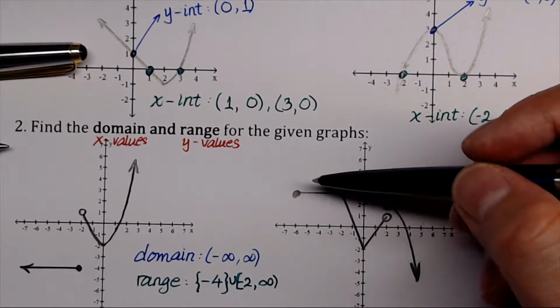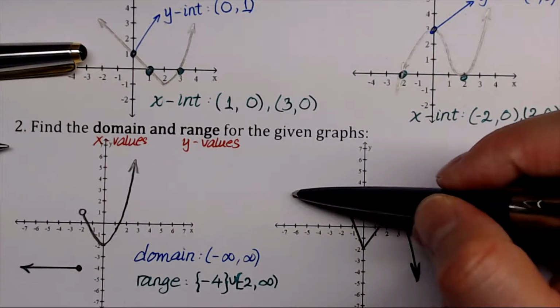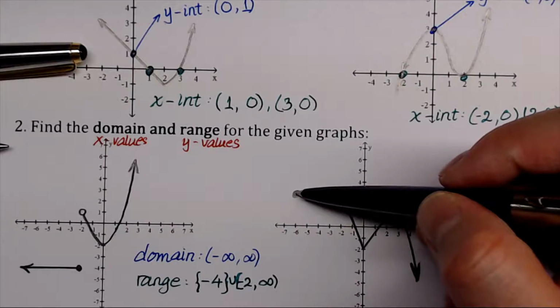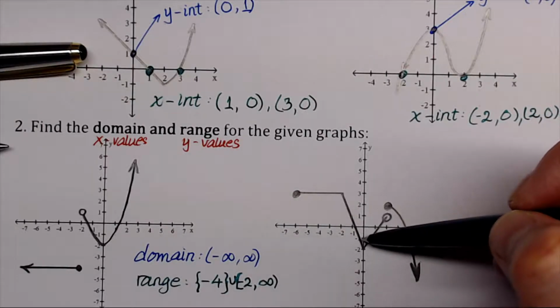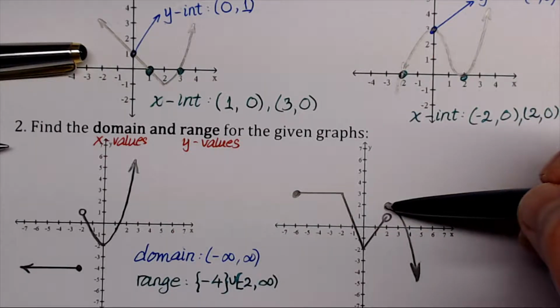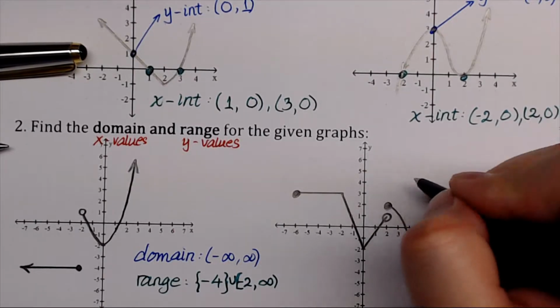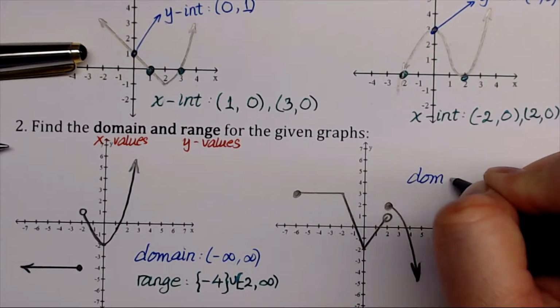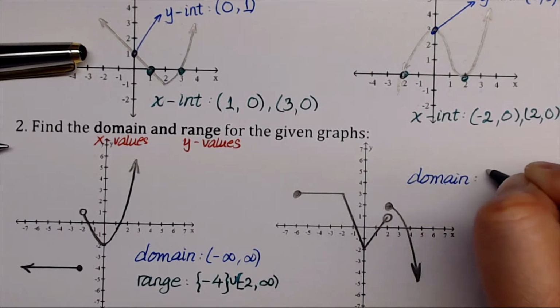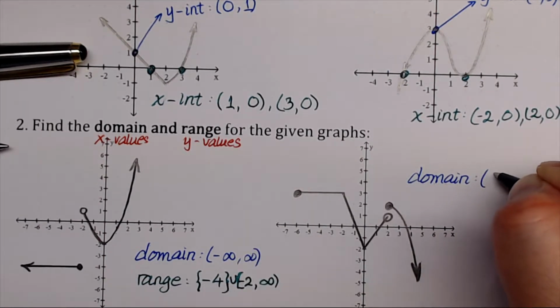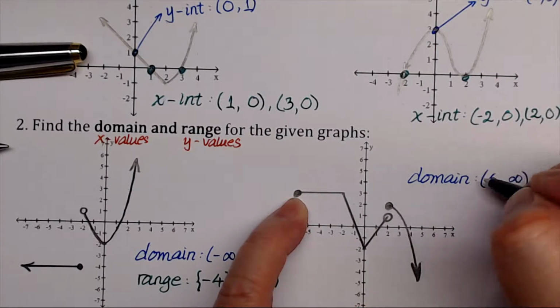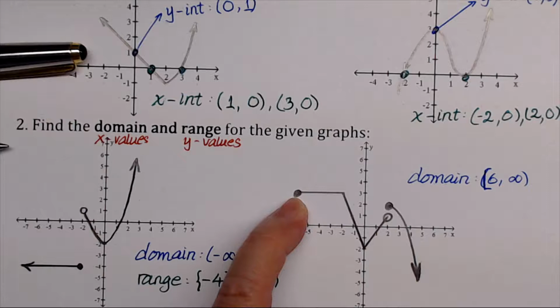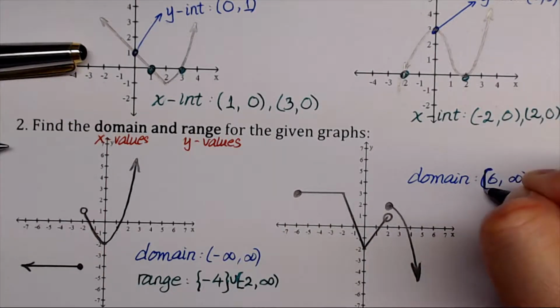For this problem, x values we have from this point -6 all the way to 2, and then we pick up from 2 again to infinity. So the domain will be from -6 to infinity, and because that is a dot, meaning it has to include the -6, that should be a square bracket.